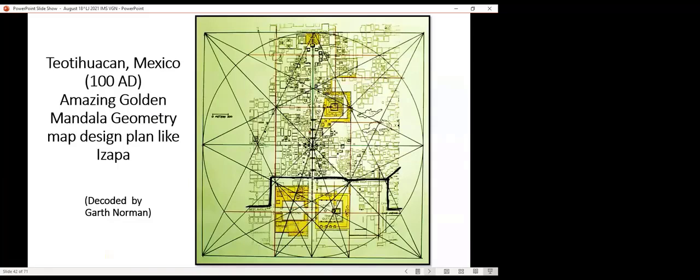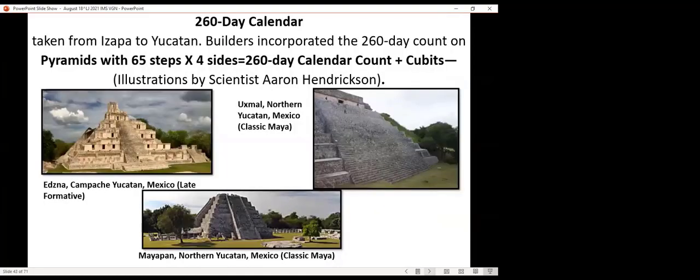Here's the picture, my geometry reconstruction at Teotihuacan. Same geometry that overlays the Ixtapa map on a massive scale. This illustration is taken from Ixtapa to Yucatan, where builders incorporated the 260-day count on the pyramids, with 65 steps times 4 sides equals the 260-day calendar count.